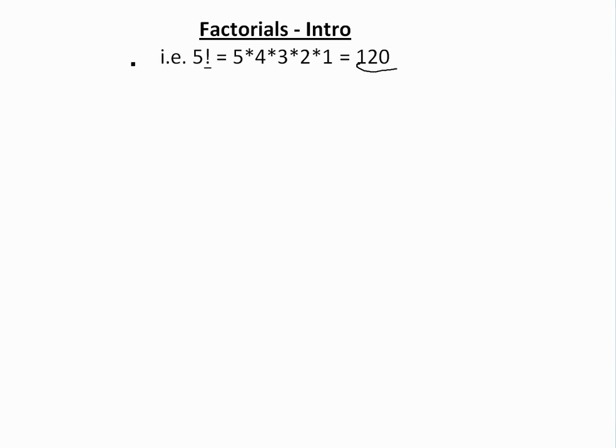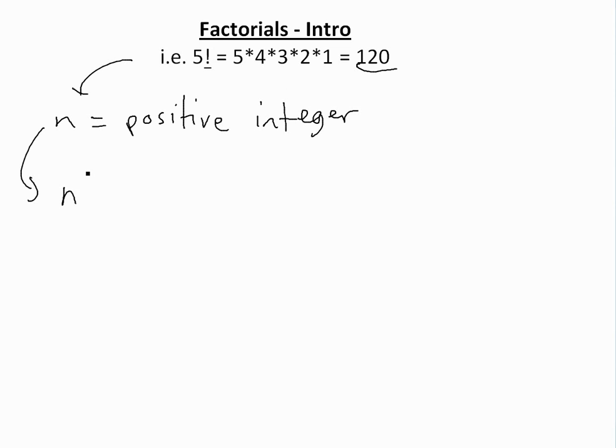So basically, the general definition is defined for n equal to a positive integer. It's only defined for this, like 5 here. So you can't have negatives, and you can't use fractions like 5.5, just whole numbers. So n factorial is equal to 1 times 2 times 3 times etc. all the way until n.